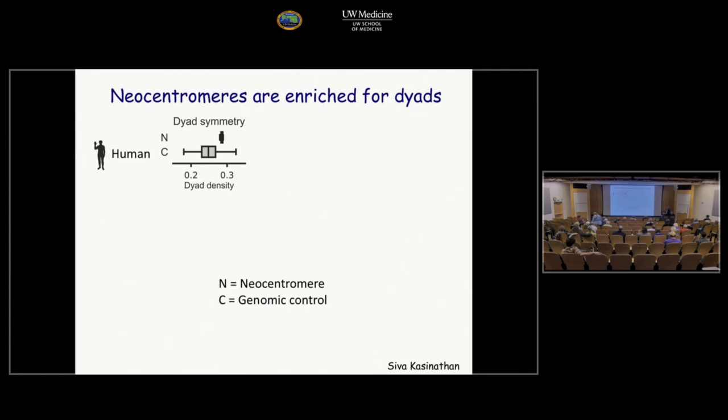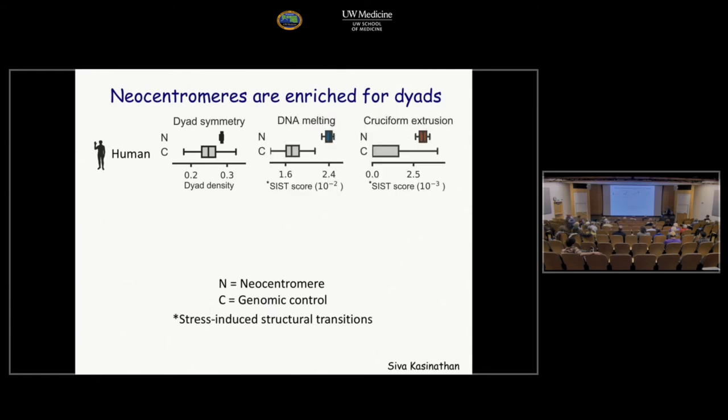And not just from this one foldback, but also using another algorithm for stress-induced structural transitions, what we see is that neocentromeres are very high with respect to their predicted DNA melting behavior, as well as cruciform extension.